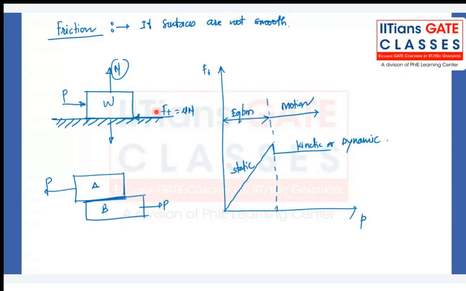We have to go on increasing P in order to move the block, because at a small amount of P we cannot move the block. If P is smaller than mu into N, that is the frictional force, we cannot move the block. In order to move the block, we should apply force slightly higher than mu into N, because that is the frictional force. If the applied force is equal to mu into N, it is a limiting condition, and as you go on increasing the force, the body will start to move. Have you understood this FT versus P curve, at least the static part?